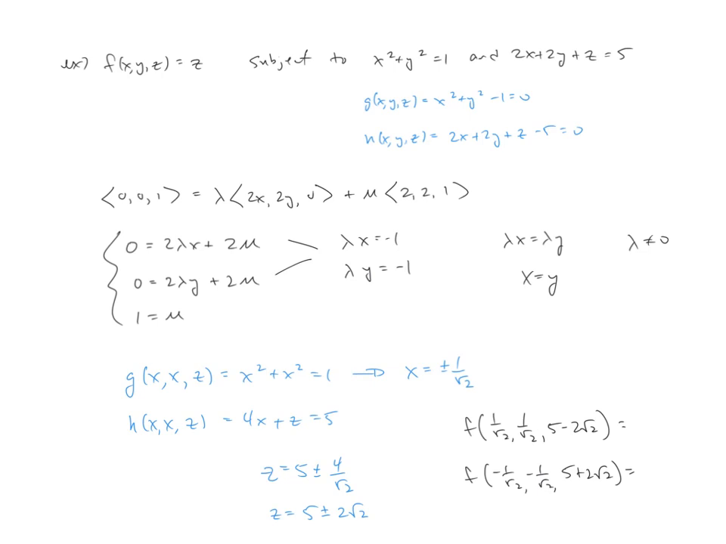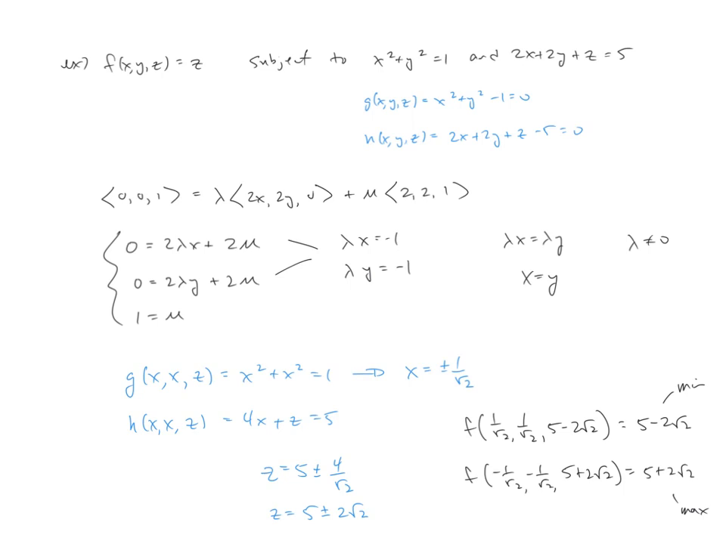So when it comes to z, fortunately, the function is very simple, right? It's actually just going to equal z itself. So when I conclude that 5 minus 2 root 2 and 5 plus 2 root 2 are the maxes and mins, this guy clearly being the min and this guy clearly being the max, it's going to then be subject to both of these constraints that we started with.